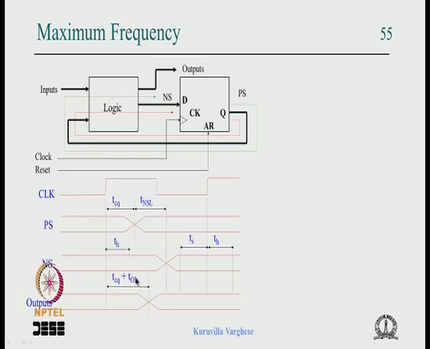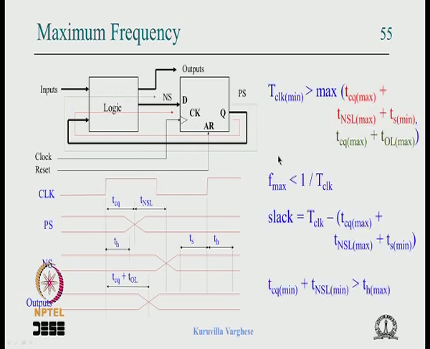Maybe the output logic delay can be greater than the next state logic delay plus the setup time. Okay. So we have to consider the maximum delay of both the paths, like that is what I have written here. T clock min is greater than the max of 2 paths, the red path, which is the red line here, this path, register to register, or a register to output.